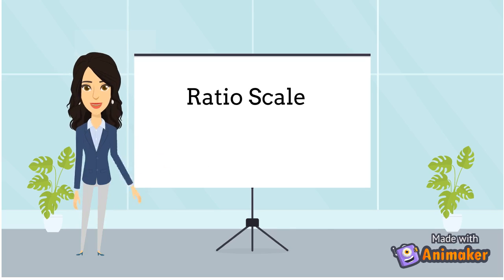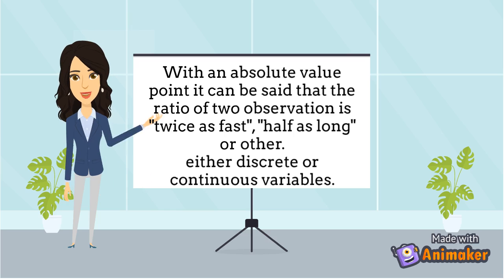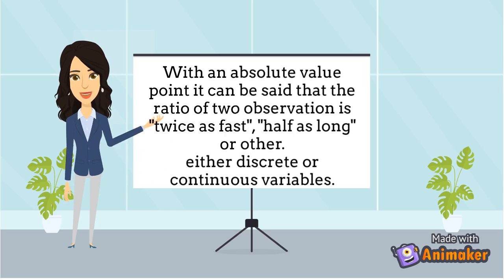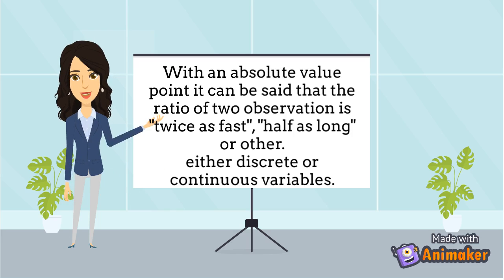Four. Ratio scale is similar to the interval scale, only it has an actual or true 0 point which indicates a total absence of the property being measured. With an absolute value point, it can be said that the ratio of two observations is twice as fast, half as long, or other. Either discrete or continuous variables.